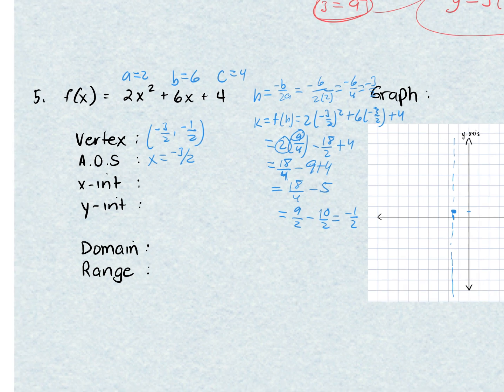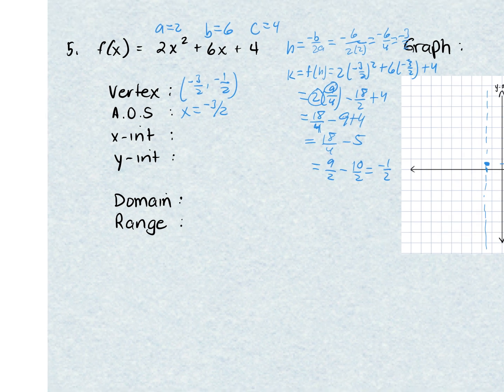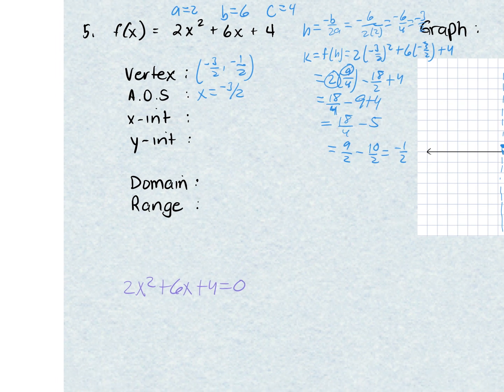All right, and now let's find some more information. For your x-intercepts, you want to set this function equal to 0 and solve. So I'm going to go ahead and do that down here. I'm going to do 2x squared plus 6x plus 4 equals 0. You can take out a GCF. In this case, I would divide everything by 2.